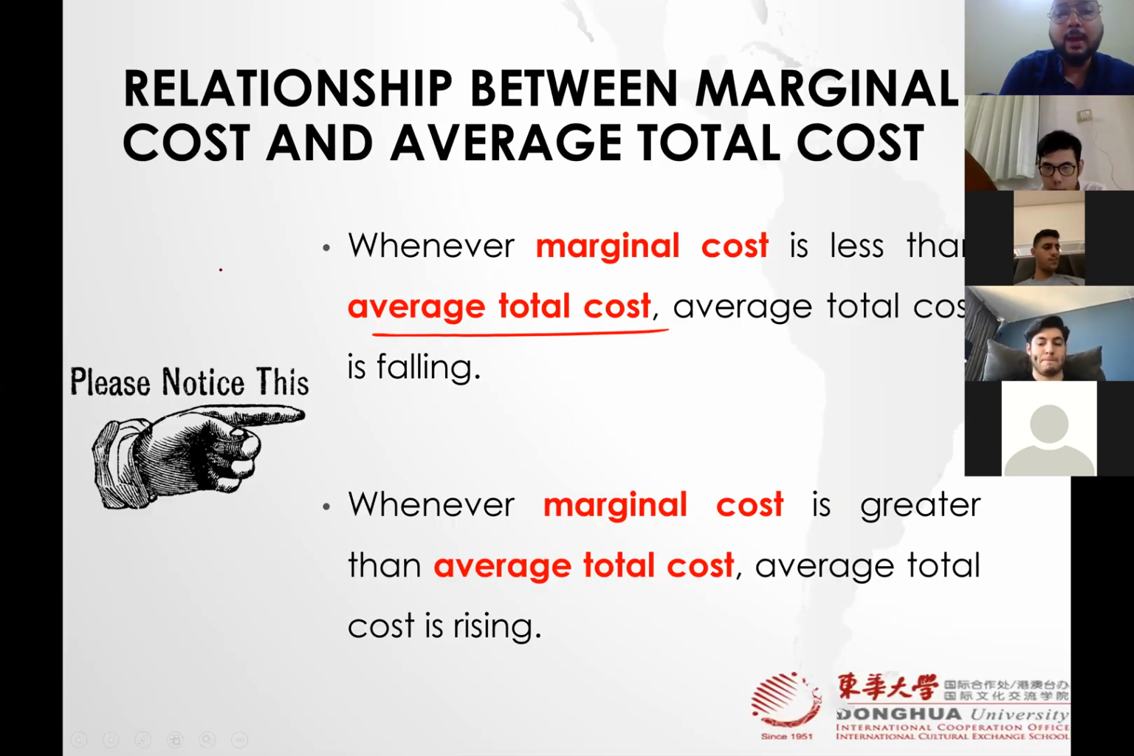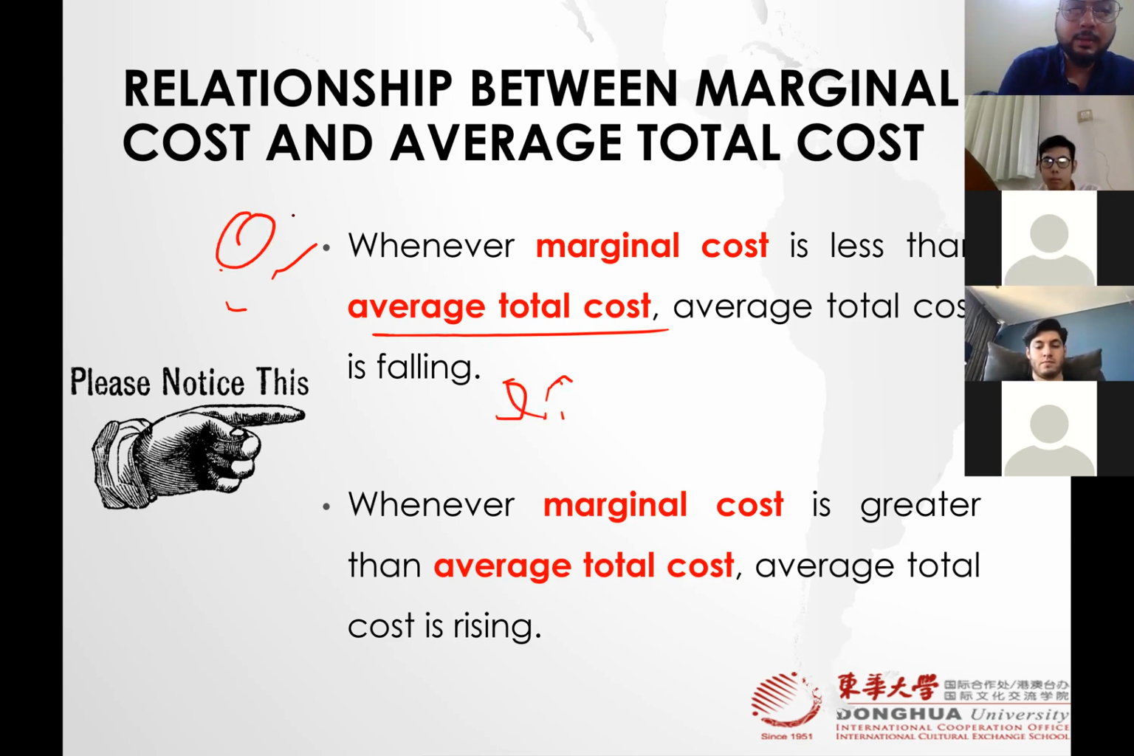So whenever marginal cost is less than the average total cost, increase the production, right? Because average total cost is falling. Increase the production. Whenever marginal cost is greater than the average total cost, decrease the output, because average total cost is increasing, which means your profit is decreasing.